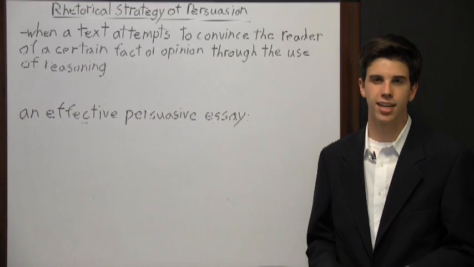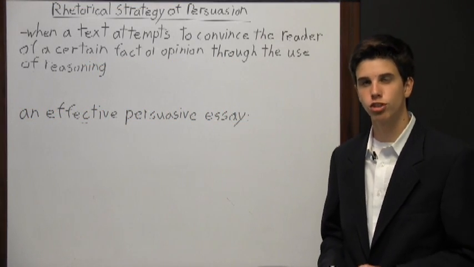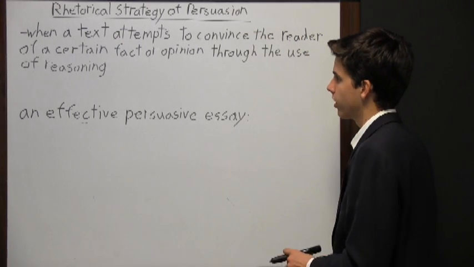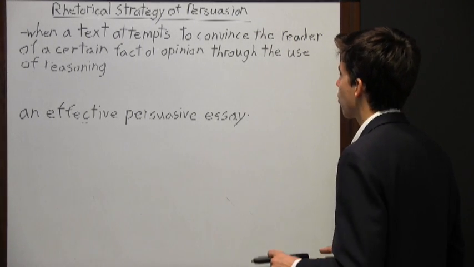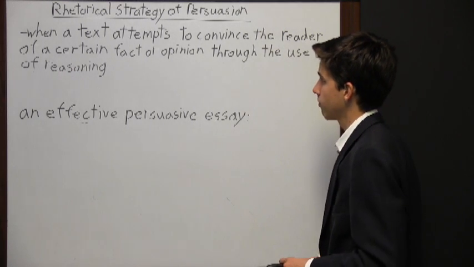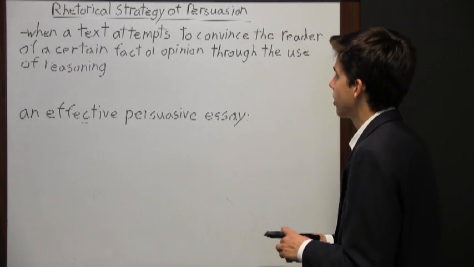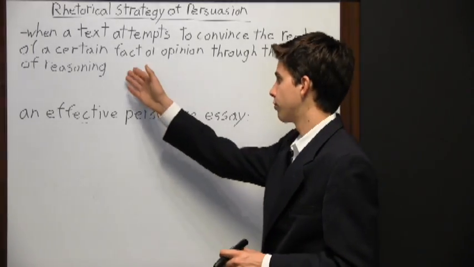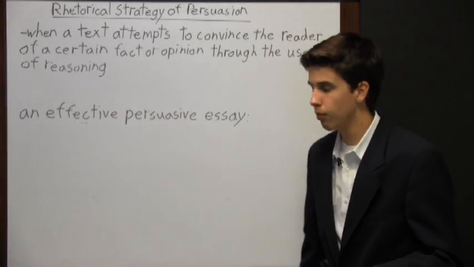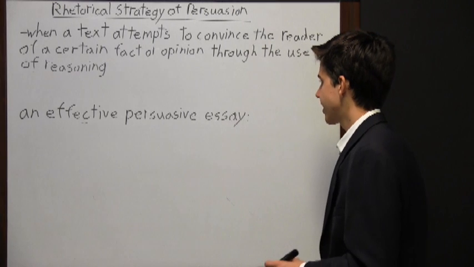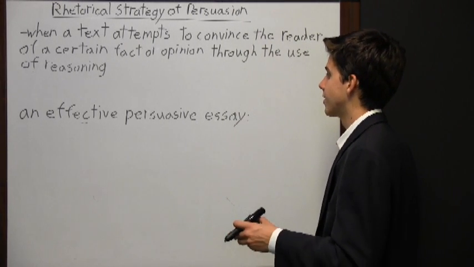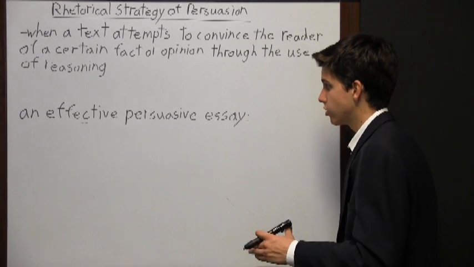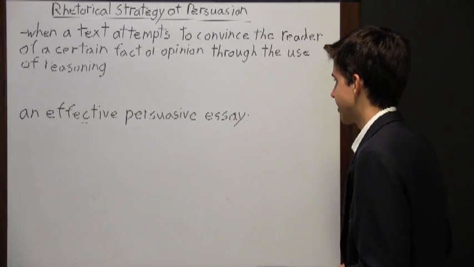A text is said to be engaged in the rhetorical strategy of persuasion when it attempts to convince the reader of a certain fact or opinion through the use of reasoning. So the rhetorical strategy of persuasion is when the writer is trying to convince the reader through the use of reasoning. Now, there's a couple of criteria that an essay needs to meet in order to be an effective persuasive essay. So a writer needs to make sure they incorporate these two criteria into any persuasive essay they're writing.